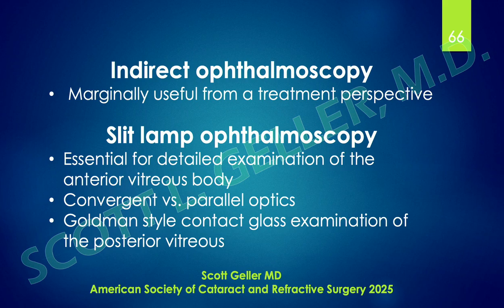Slit lamp ophthalmoscopy is extremely important for examining the vitreous, especially the anterior vitreous body. I personally get a better view through convergent optics. The Haag-Streit slit lamp has convergent optics. The Zeiss type slit lamps have parallel optics. Why that works better for me, I'm not exactly sure, but it certainly does from an analysis perspective.